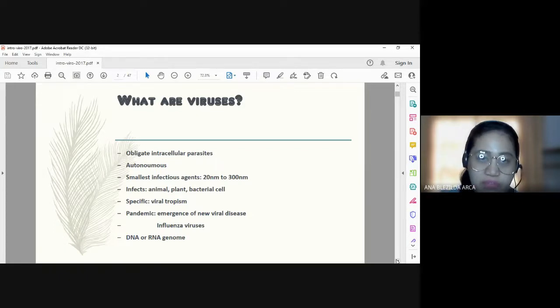And then, in terms of their genome, they can either have a DNA or an RNA. So, it's either meron siyang DNA or RNA. Unlike sa mga tao, di ba? Kapag tao, meron tayo pareho. Meron tayong DNA tsaka RNA. Ang virus, it's either DNA lang or RNA lang. Okay, yun ang kanilang difference.